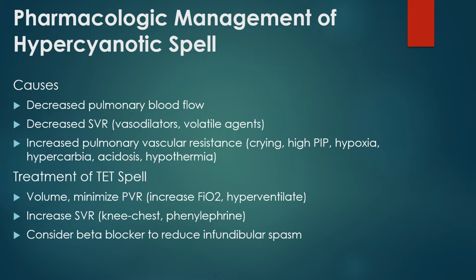So treatment of the TET spell actually is to increase volume and minimize the pulmonary vascular resistance. You're going to increase the FiO2, hyperventilate, and increase the SVR, although you can't do knee-chest in the OR, which would be nice. So instead, you increase the SVR by increasing resistance with phenylephrine, a pure alpha drug. I haven't used any vasopressin in kids, but you would think that would be perfect because it doesn't have any effect on the pulmonary receptors, but I'm not sure. That's just something that we do culturally where I work. Consider a beta blocker as well to reduce infundibular spasm. This is all because of sympathetic activation, and you end up having the squeezing of the RVOT.